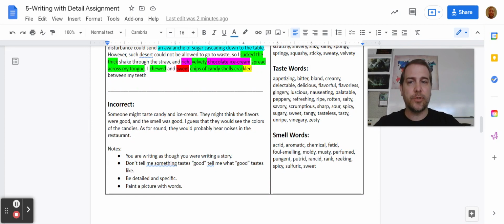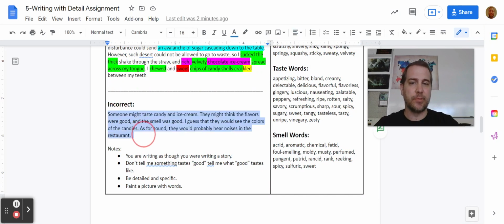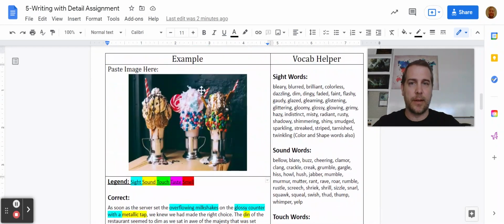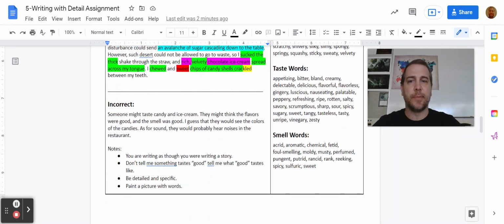Now, here's what you don't want to do with this, and I see this with some beginning writers sometimes. They get their picture, and then they write something like this: someone might taste candy and ice cream. They might think flavors were good and the smell was good. I guess that they would see colors of the candies. As for sounds, they would probably hear noises in the restaurant.